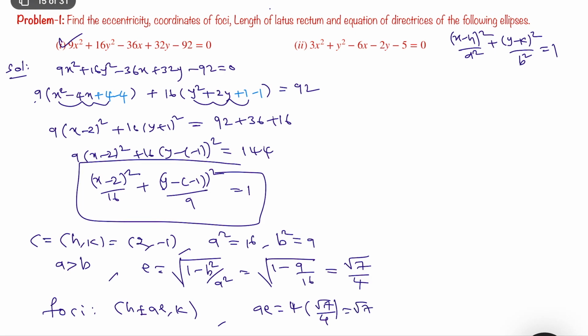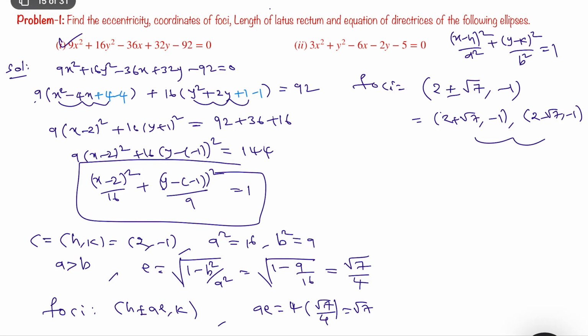So the foci, h plus or minus ae comma k. What is h here? 2, plus or minus ae, which is root 7, comma k. K is minus 1. So we have 2 plus root 7 comma minus 1, and 2 minus root 7 comma minus 1. So these are the two foci.